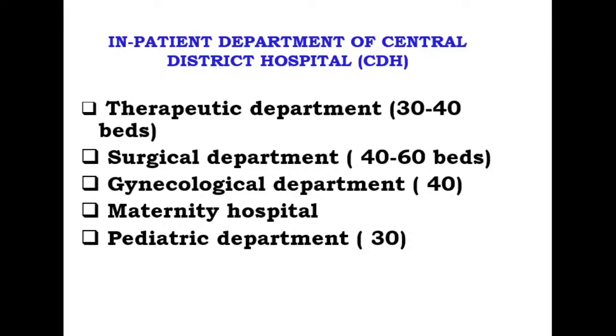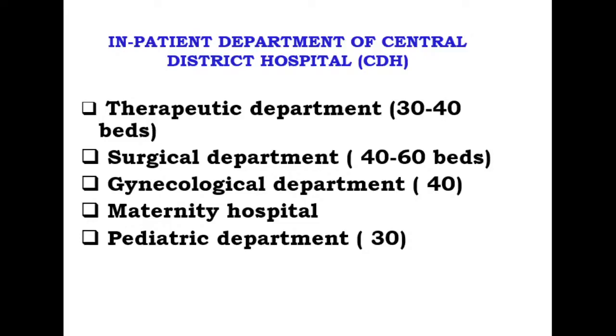If there are 40 beds, more often this is only clean surgery. If there are 60 beds, 30 are clean surgery and 30 infection surgery. And if there are 60 beds in a department, in this situation the head of the department does not have patients for treatment; they only do difficult operations. A gynecological department is like a surgical one, 40 beds. Pediatric departments are like therapeutic ones, only 30 beds.